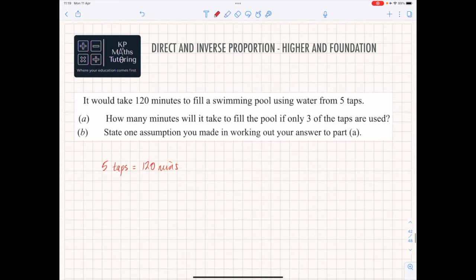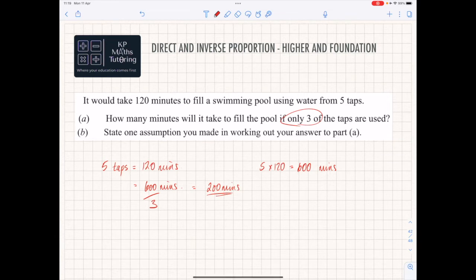First one, if I've got 5 taps and they're taking 120 minutes, each tap is running for 120 minutes. So I do 5 times 120, which gives me a total of 600 minutes. So I know that the taps will be running for a total of 600 minutes. It doesn't matter how many taps I've got running, 600 minutes is what it takes to fill up this swimming pool. Now I've only got 3 taps, so you need to do your 600 divided by 3, and that gives you a total of 200 minutes.